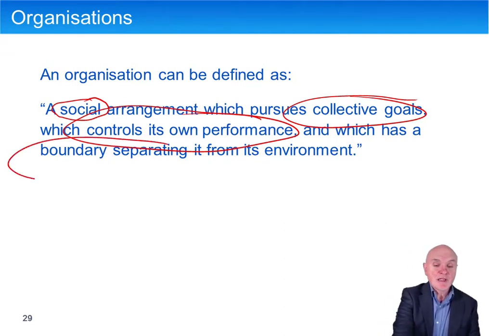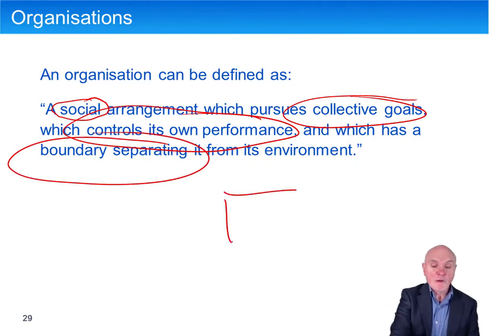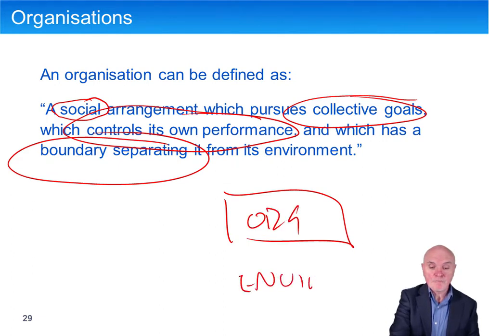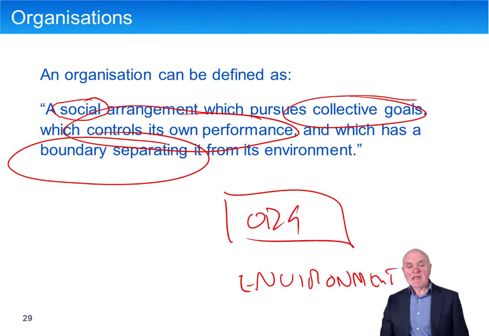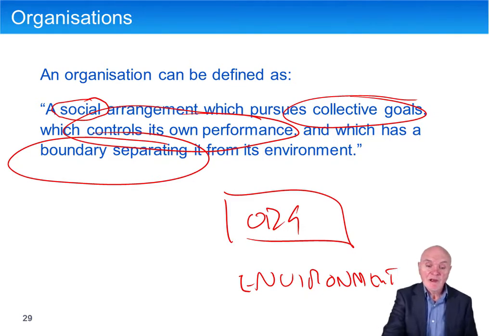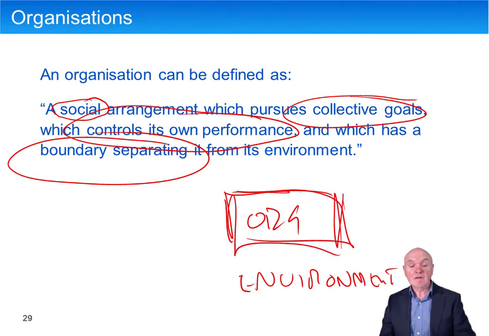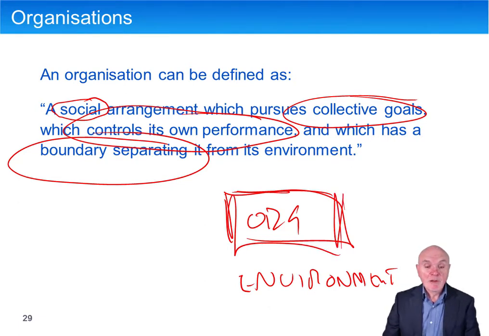And it has a boundary separating it from its environment. So we have the organisation here, we have the environment here. There's an idea of what is part of the organisation and what is not part of the organisation. This boundary we have here is what defines what's part of us and what's part of something else, really, part of the environment. And organisations tend to take inputs here.